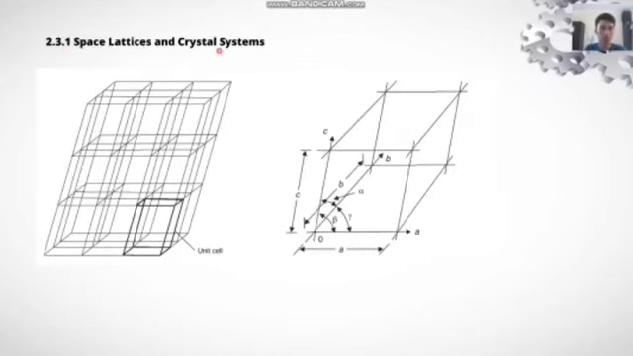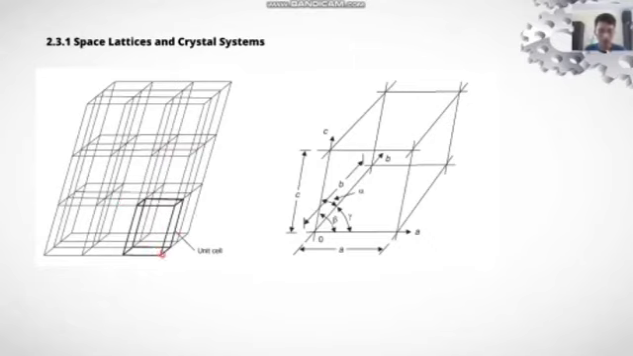2.3.1 Space lattices and crystal systems. A crystalline structure consists of atoms or molecules in a regular repeating three-dimensional pattern with long-range order. A distribution of points or atoms in three dimensions is said to form a space lattice if every point has identical surroundings, as shown in this picture.